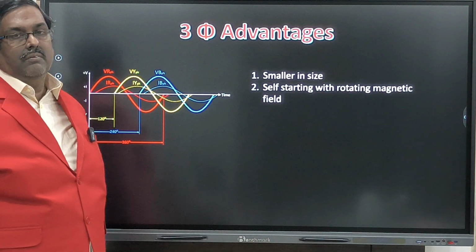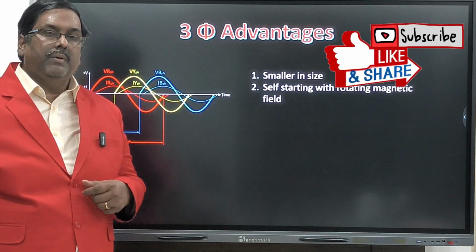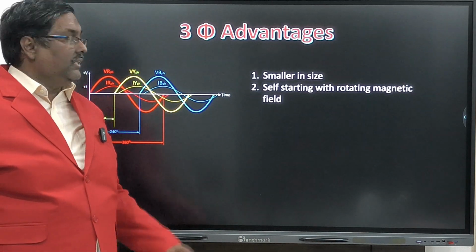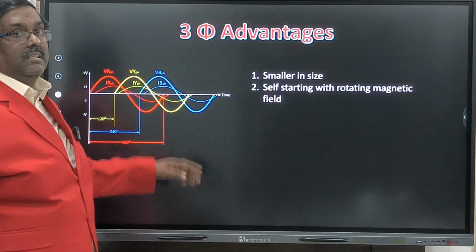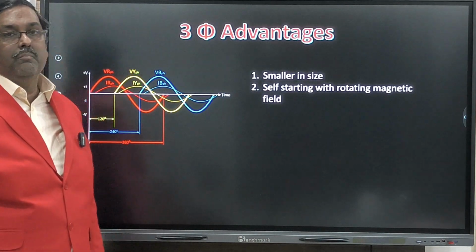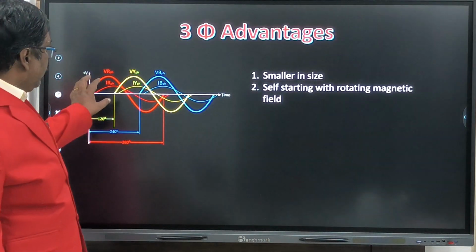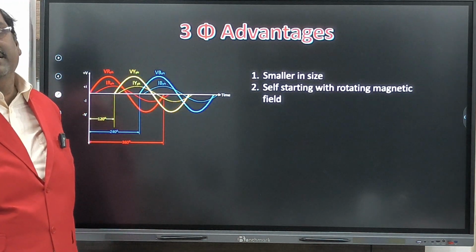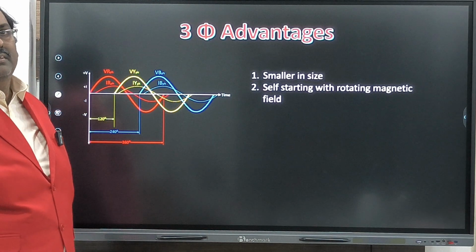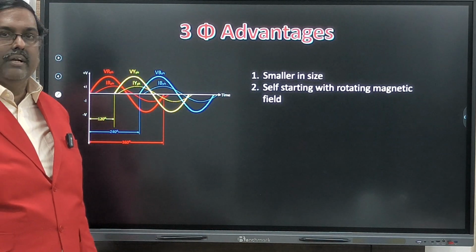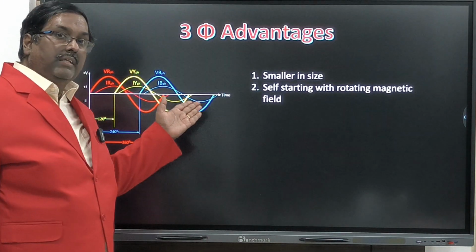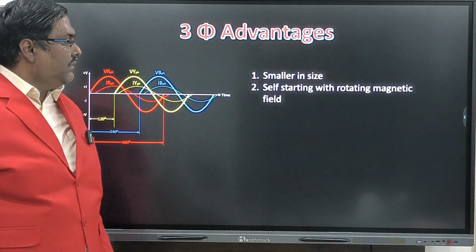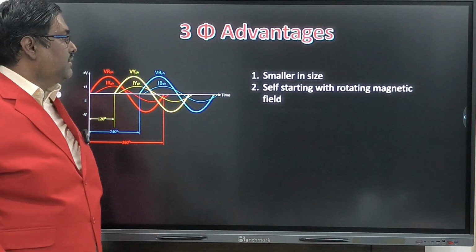Self-starting is a big advantage of this. In single phase, we have to make some arrangement to start. But 3 phase is self-starting because it has a phase difference, a time lag, a time difference. So we can make a magnet here first, then here, and switch over the magnet very easily without moving physically. We are going to see this in a few future videos very soon, how an AC motor runs with 3 phase. So self-starting with a rotating magnetic field is possible in 3 phase.